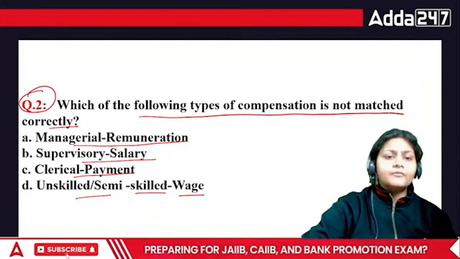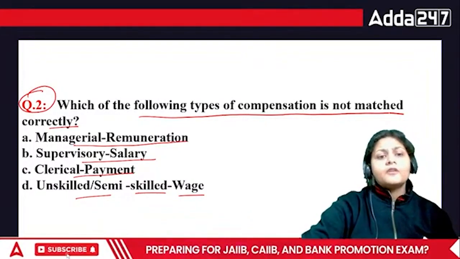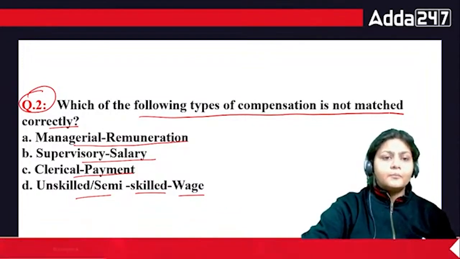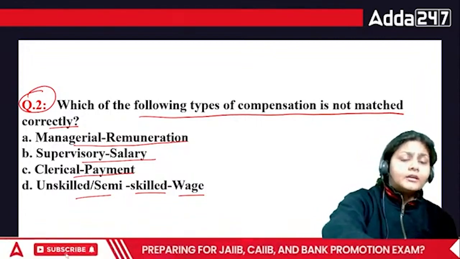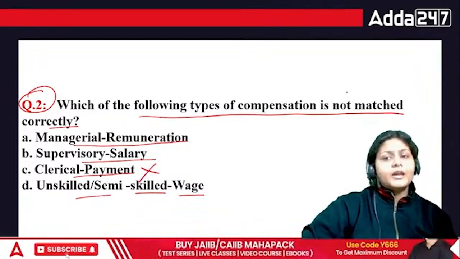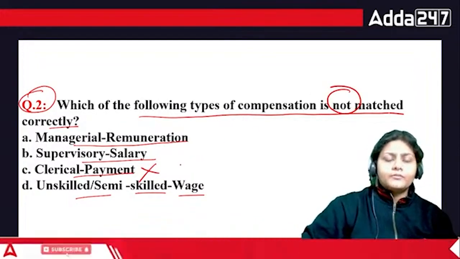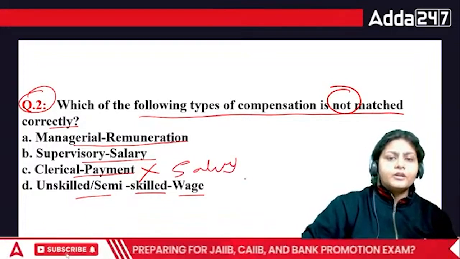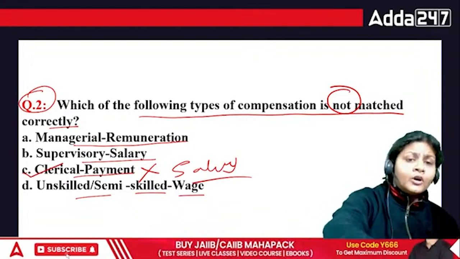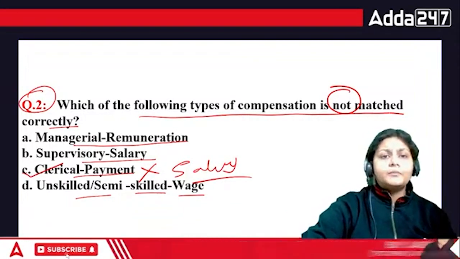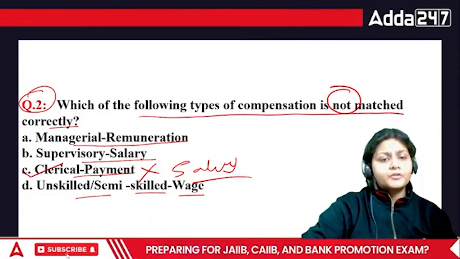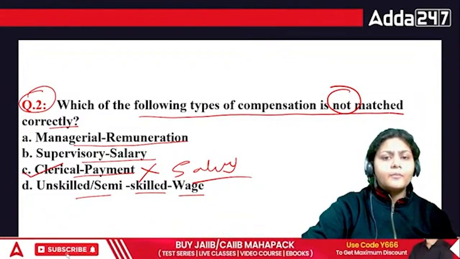For managerial we call it remuneration, for supervisory we call it salary. These both are correct, but for clerical we call it salary, not payment. So we have to identify the incorrect one. We call it salary in case of clerical staff, so this is the mismatch here. Normally IIBF can even ask this type of question in the match-the-following format also. So this is very common, right?